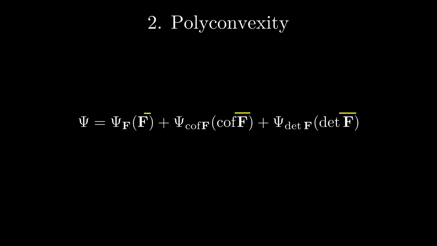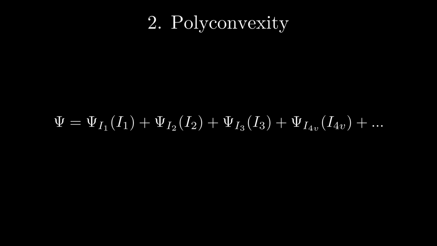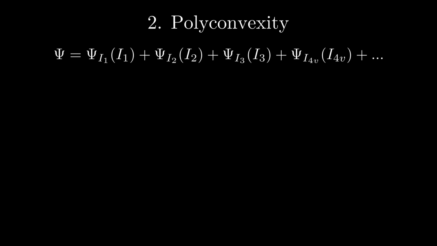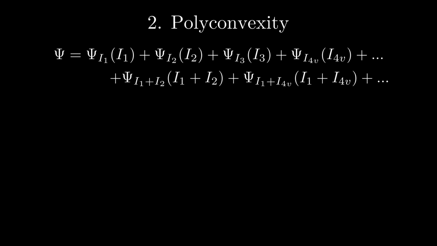But working with these tensorial quantities can break the principle of objectivity. So we opt to work with the invariants of deformation instead. These invariants are in turn functions of F, cofactors of F, and determinant of F. In order to account for interactions between these invariants, we also add terms that involve their sums.